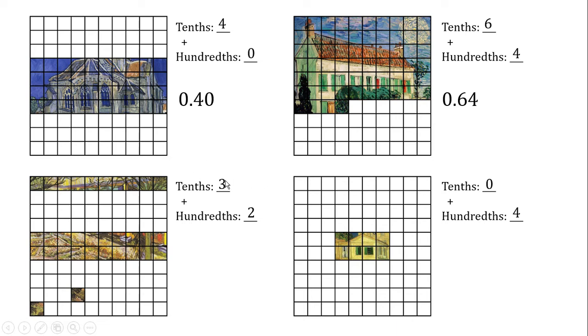In the bottom left, we have 3/10 and 2 hundredths. So when we write that, it's going to be 3/10 and 2 hundredths. And again, see, the 3 is in the tenths place, the 2 is in the hundredths place.